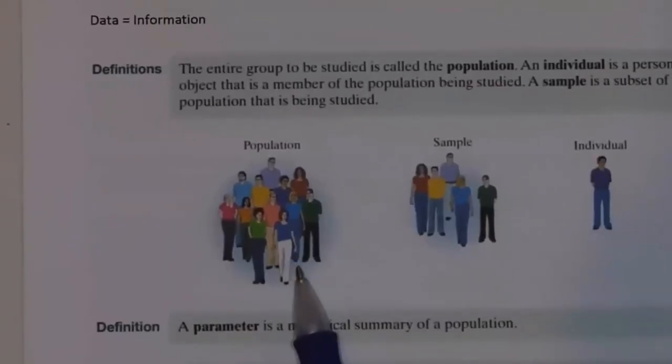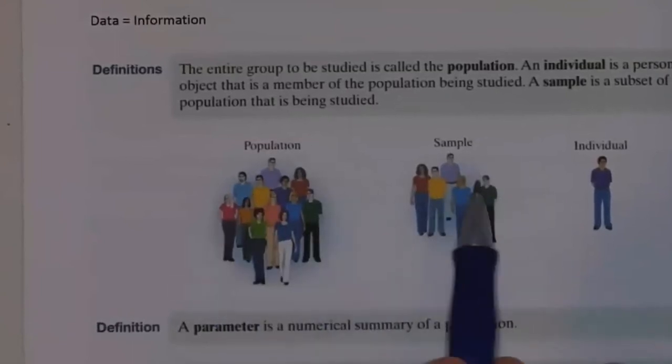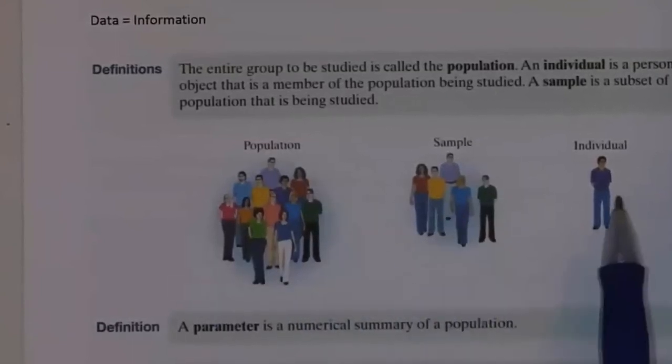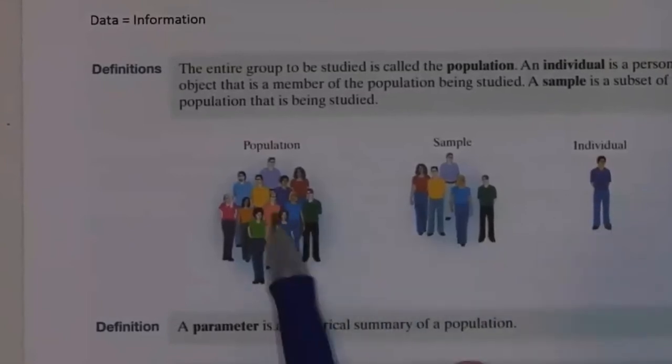So we have a graphic here. We've got the entire population. A sample is just some of the individuals from that population. An individual is each person, in this case, that's in the population.